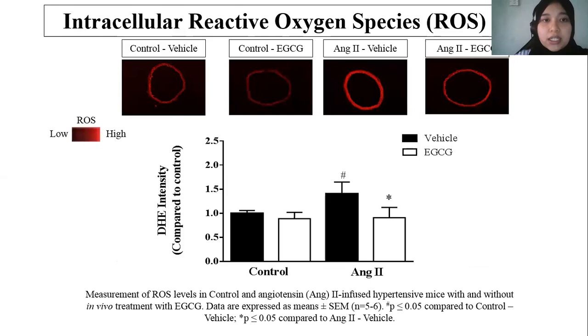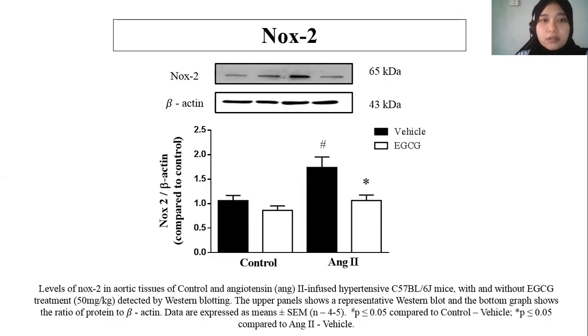For the ROS level, this result demonstrates that aortic tissue of angiotensin 2 infused hypertensive mice has a significantly higher level of ROS compared to the control group, and treatment with EGCG was able to lower the increase in ROS level, especially in angiotensin 2 infused hypertensive mice. Based on this result, it has been shown that the antioxidant properties of EGCG are able to inhibit the increase in ROS level. The same goes for this NOX2 result.